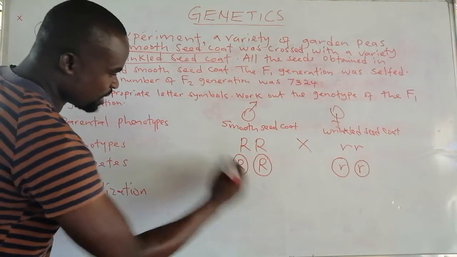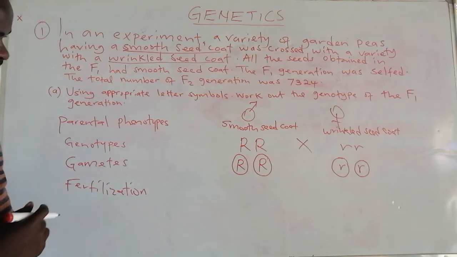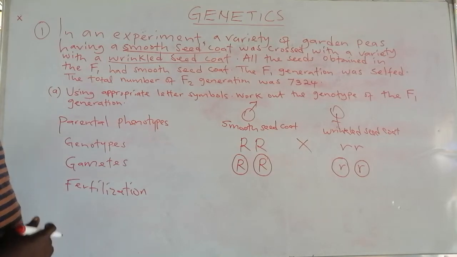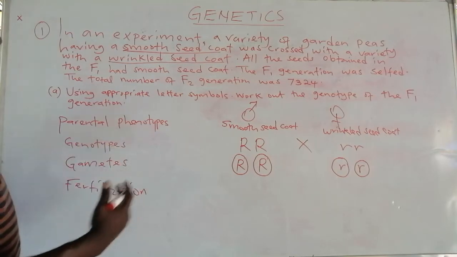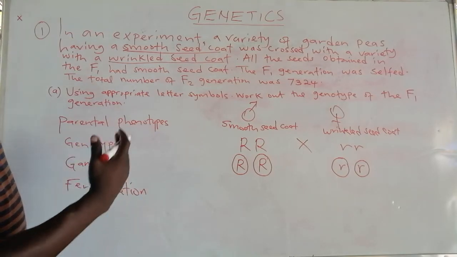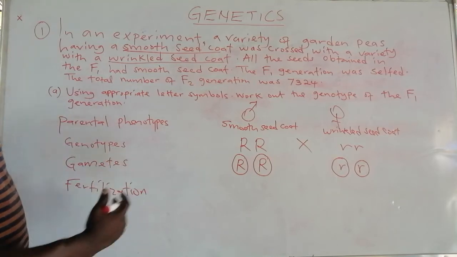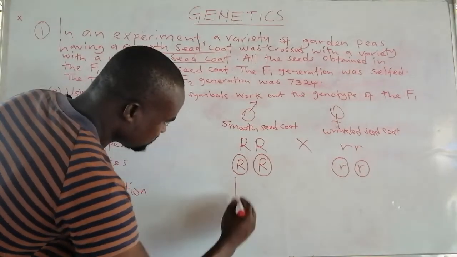Now, when you want to use the fusion lines, make sure that the lines are complete. Number two, we can also use what we call a Punnett square. The Punnett square also will help you in getting the various gametes. So in this case, we are going to look at this question, and we are going to use a Punnett square for us to obtain the F1 generation. So we are going to draw the Punnett square.